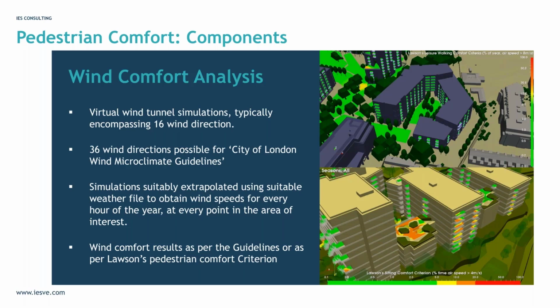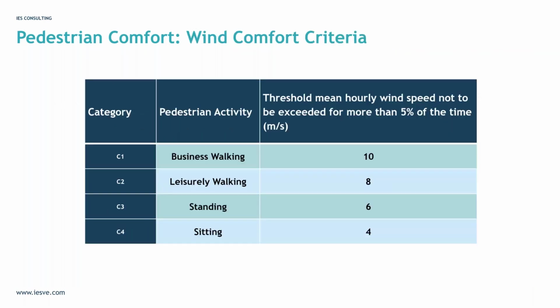One of the ways this is carried out is the Lawson's pedestrian comfort criterion. And here's an example of the comfort component of it. It essentially gives us a threshold wind speed: we will feel fairly comfortable as long as the airspeed around us doesn't exceed these numbers.